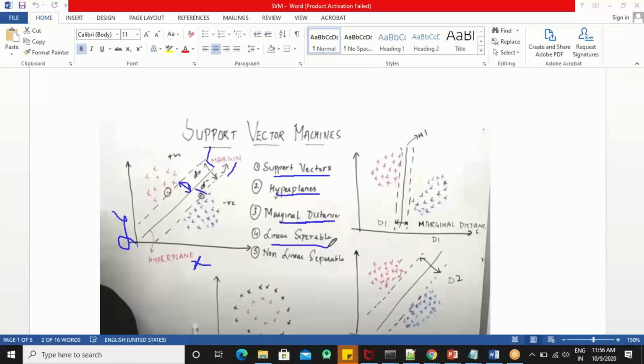Linearly separable. Your data can either be linearly separable or non-linearly separable. If data is linearly separable, we talk about a linear kernel. If it is non-linearly separable, we talk about RBF, radial basis kernel, or maybe a polynomial kernel. Different kinds of kernels. Kernels are nothing but the mathematical formula which helps you understand the data which is projected in a higher dimension.